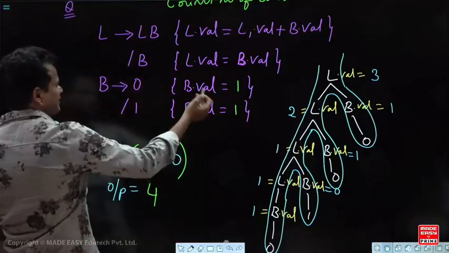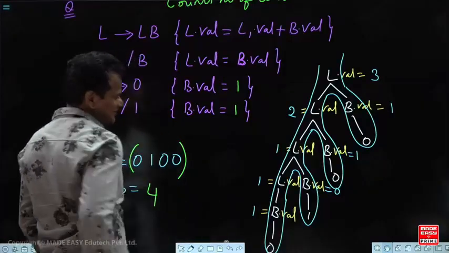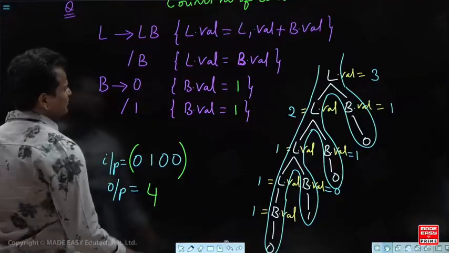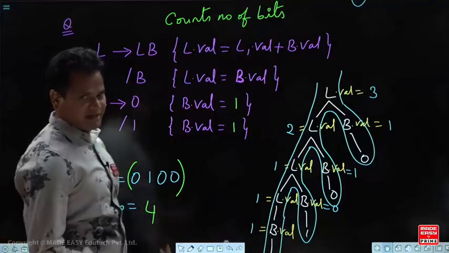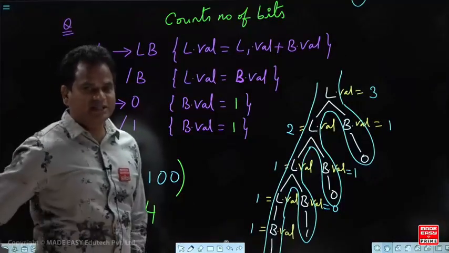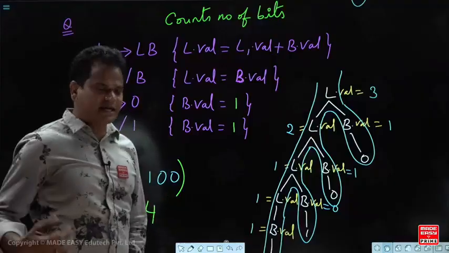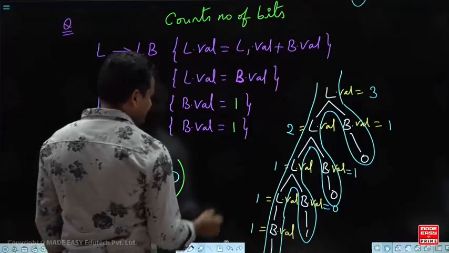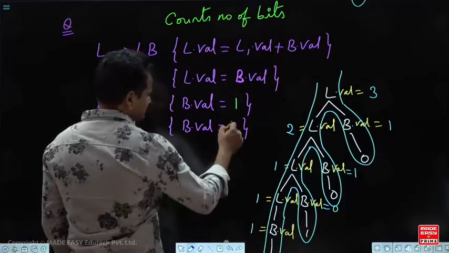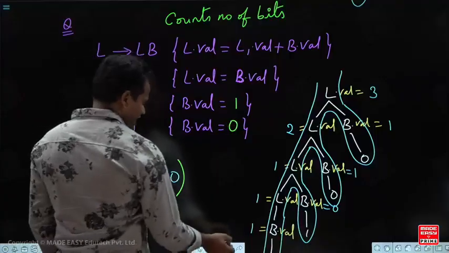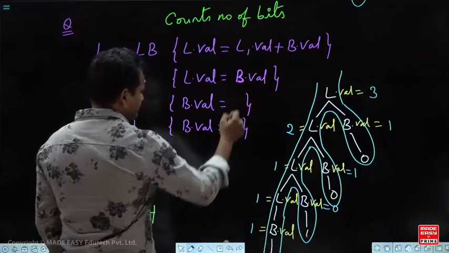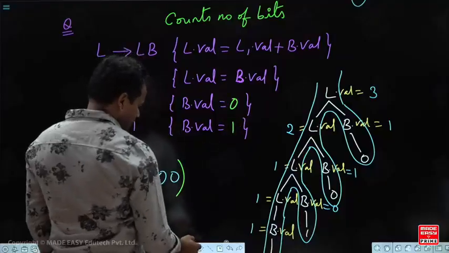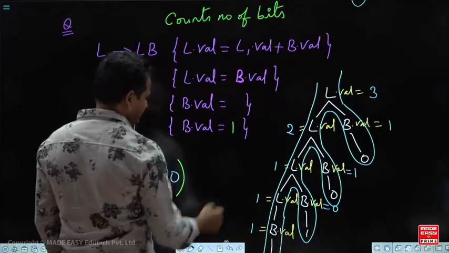When it derives 1, when it derives 0, what kind of question is this? Suppose I want to count the number of zeros in the input string. That is my requirement. Whatever binary input string you give, I want to count the number of zeros. Then I will design like this. If I want to count the number of ones, then I will design like this. If I want to count the number of bits, then I will design like this.